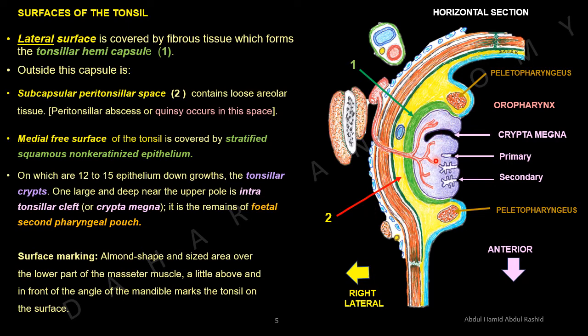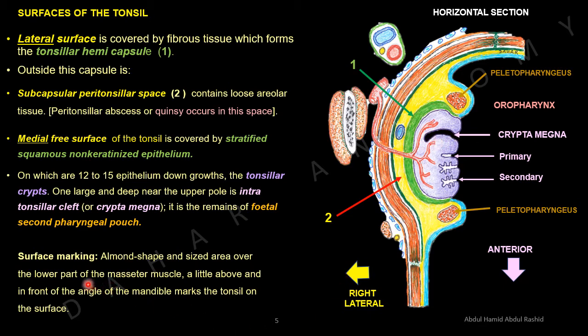The medial free surface of the tonsil is covered by stratified squamous non-keratinized epithelium because it is exposed to the food passing through this area, on which there are 12 to 15 epithelial downward growths, the tonsillar crypts. One large and deep crypt near the upper pole is the intratonsillar cleft, also called crypta magna. It is the remains of the fetal second pharyngeal pouch.